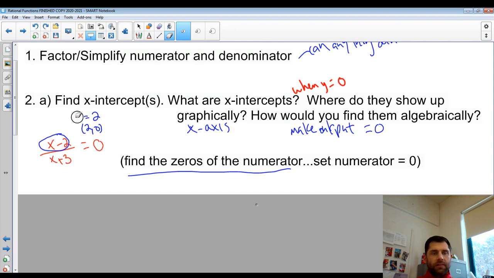All right, so hopefully that makes sense. The zeros or roots of a rational function are where the output is 0, and the output is 0 when the numerator is equal to 0.